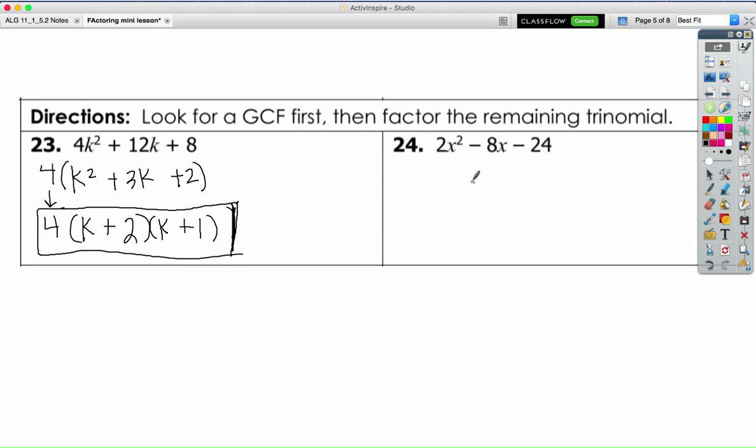Again, 2, 8, and 24 share a common factor of 2. So when we factor out the GCF of 2, we're left with x squared minus 4x minus... sorry, not 6, I went too fast there. Minus 12.